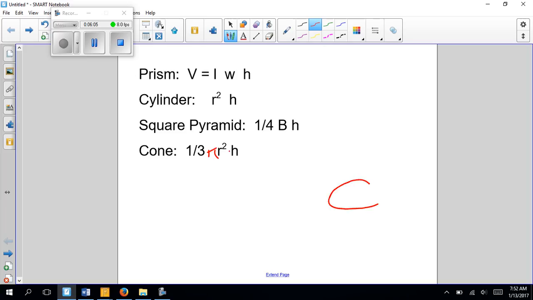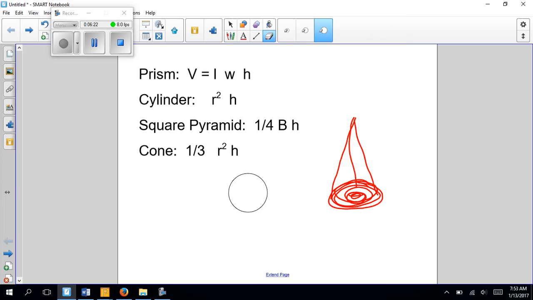So cone, think of your upside down ice cream cone here, you're tipping it upside down. You're doing 1/3 of a cylinder. So area of a circle times the height, and then you're really just dividing it by 3 is how we go.